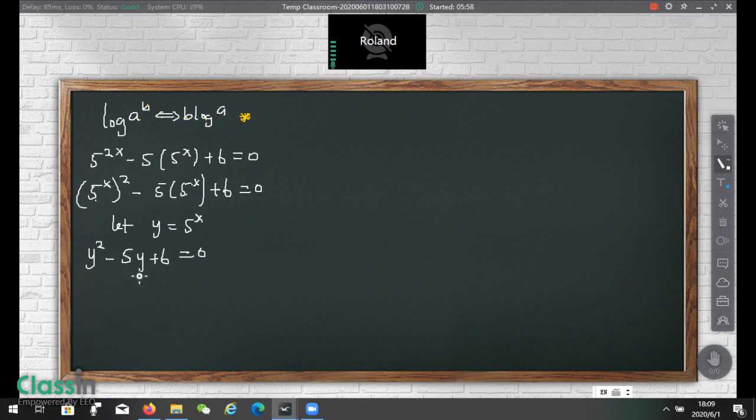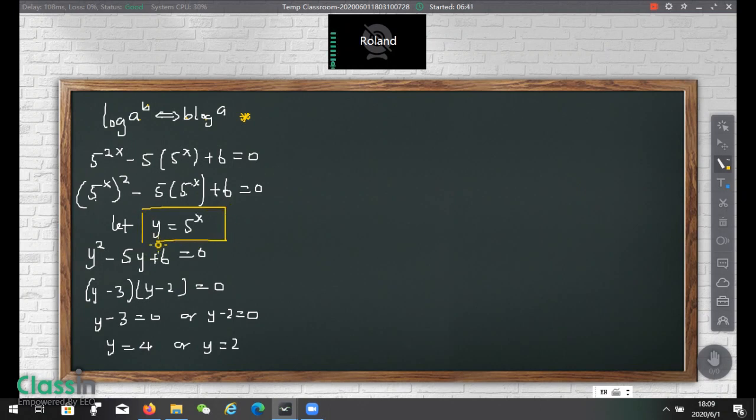We can solve this quadratic equation by factorization, by completing the square, or by the quadratic formula. If we decide to factorize, this will be y, this will be y. So we got (y minus 3)(y minus 2) equals 0. If you multiply two numbers and you get 0, it means one of them is 0. That means either y minus 3 is 0 or y minus 2 is 0. So we can have y to be 3 or y to be 2. But we're not looking for y. We're actually looking for x.